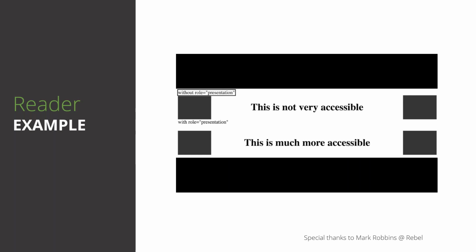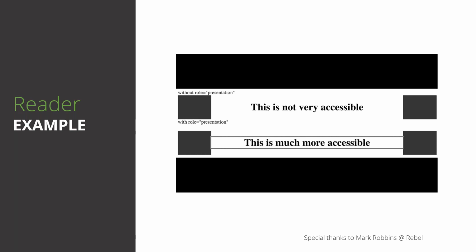HTML content without row equals presentation. Group. Table 3 columns. 1 row. You are currently on a table. Blank. Column 1 of 3. You are currently on a table. Heading level 1. This is not very accessible. You are currently on a heading level 1 inside of a cell. Blank. You are currently on a table. End of table. You with row equals presentation. Heading level 1. This is much more accessible.